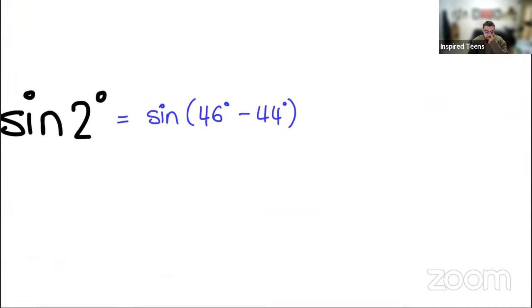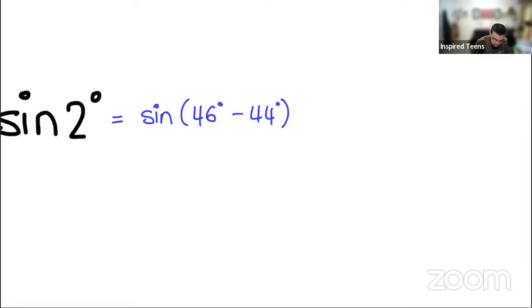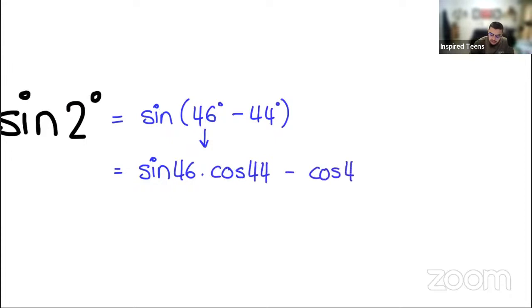So we have 46 minus 44. Again, that's not some type of reduction, so we need a different way to solve it, and we use compound angles. I'm not going to go into the details of compound angles, but when you simplify this with compound angles, you would get the following. You'd get sine 46 times cos 44 minus cos 46 times sine 44. And then you simplify it.